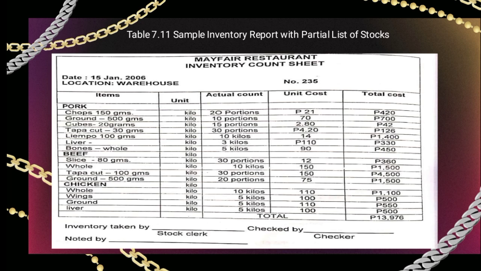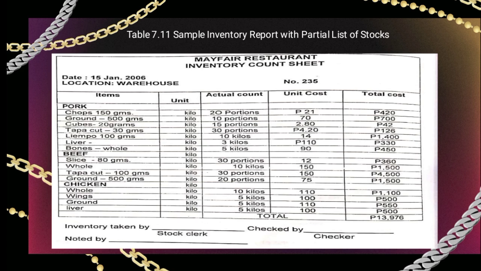This is a sample inventory report with a partial list of stocks. In making this type of table, first, prepare a pre-listed physical inventory form. The form should indicate the description of the item, unit of measure, unit cost, and total cost. Classify and arrange stock systematically to facilitate an accurate and speedy count. Conveniently position weighing scales.